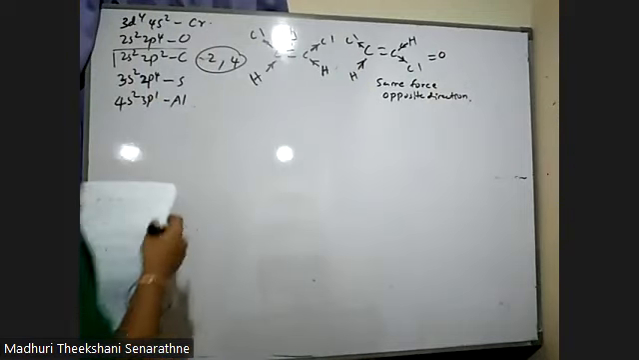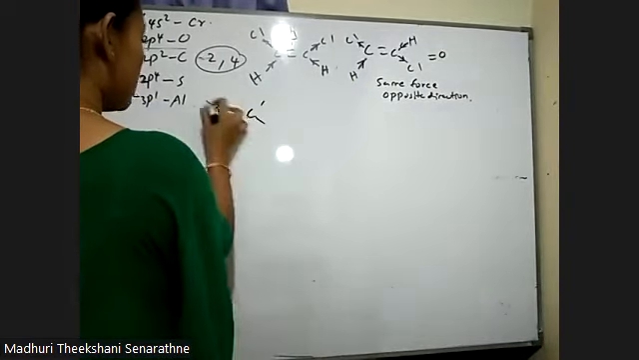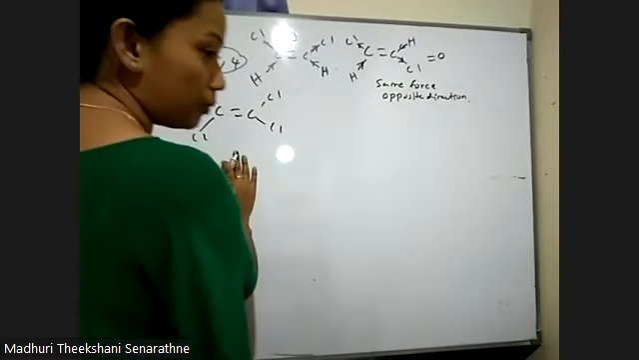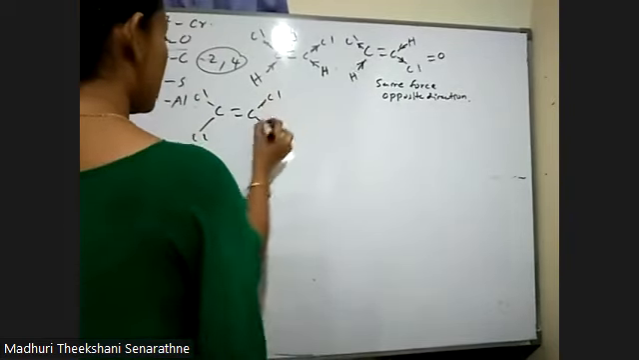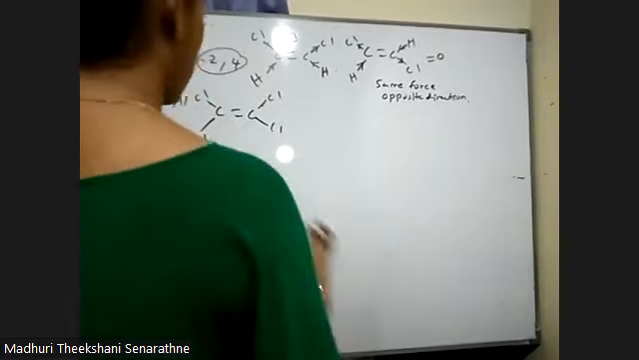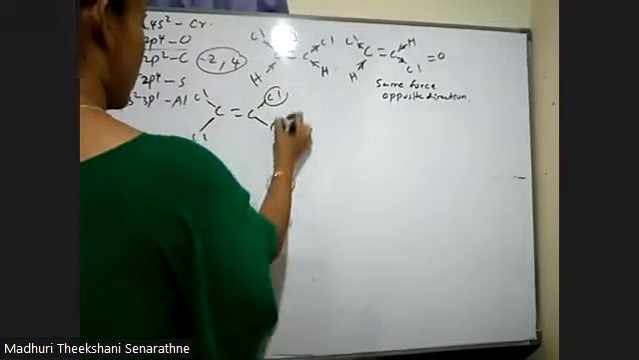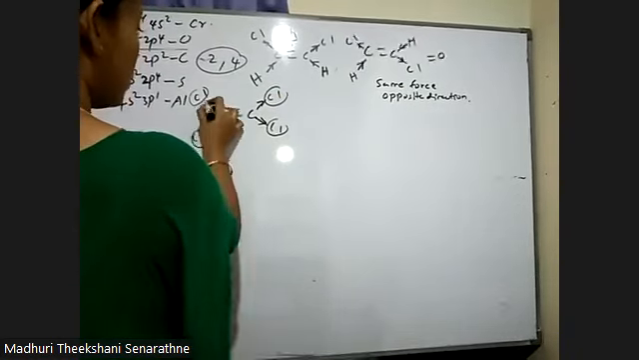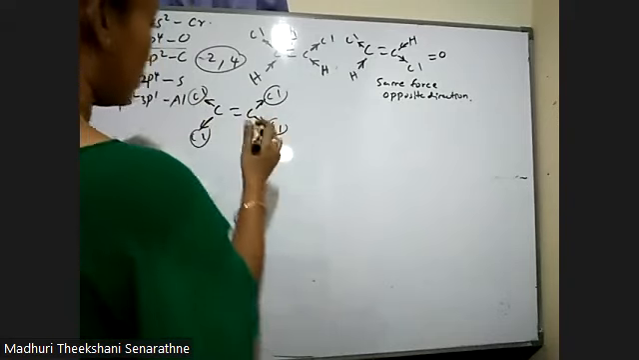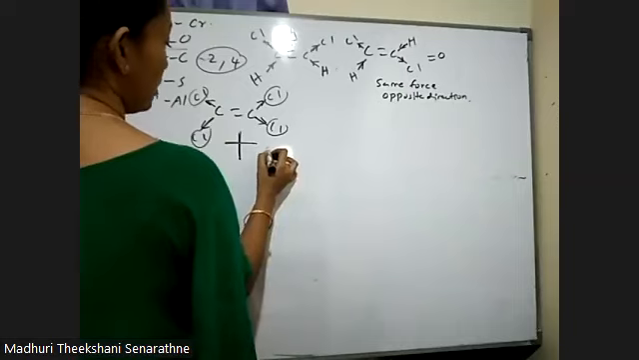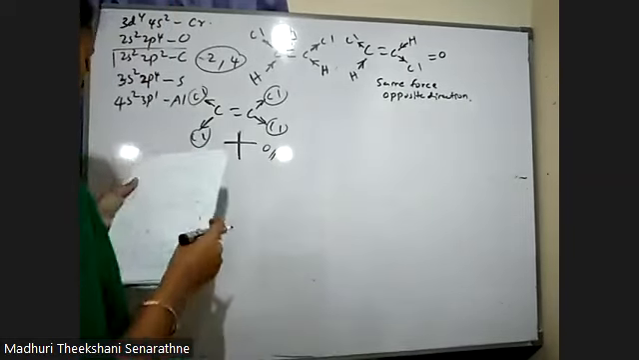Third molecule, carbon, chlorine. Again, you can see the overall dipole moment is 0 because the 4 same atoms, chlorine, are pulling electrons in 4 opposite directions. Therefore, the overall dipole moment is 0.